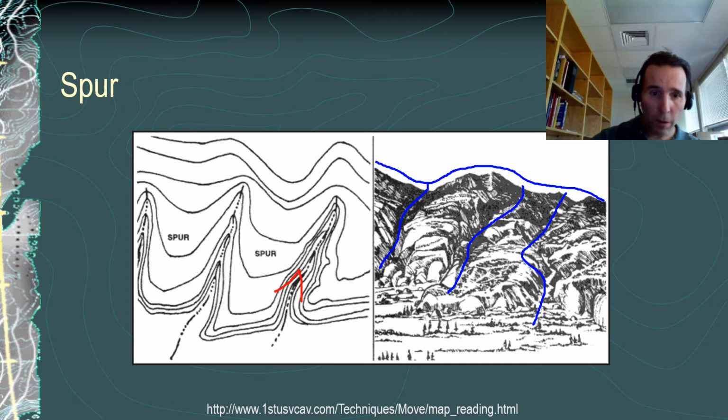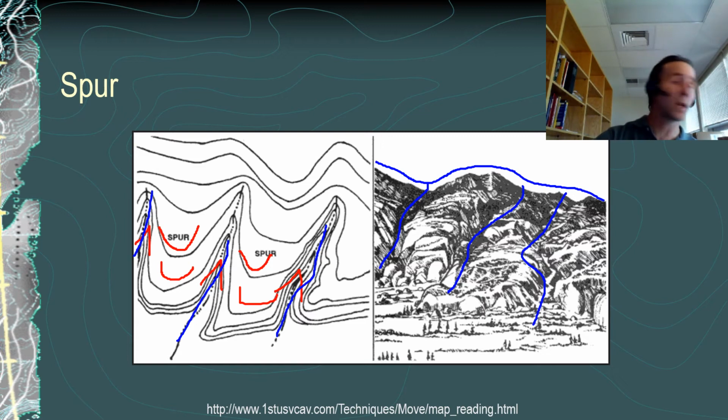Here, the uphill pointing V's indicate rivers. The spurs, the areas between the creeks, are generally lower angle, and they sport U-shaped topo lines. So V's pointing uphill indicate valleys, U's pointing downhill indicate spurs.